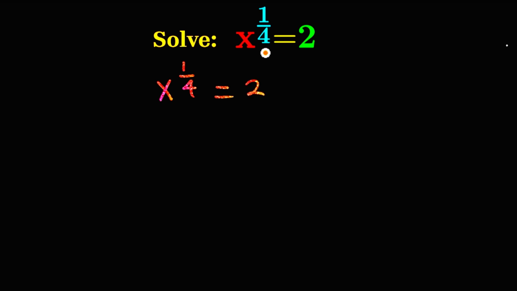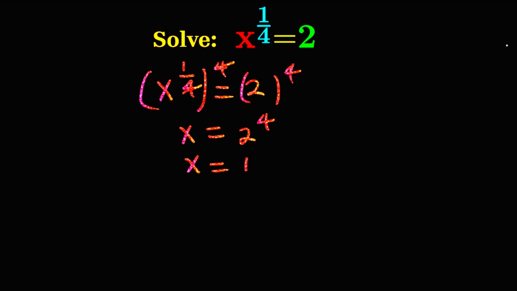So the first thing is to get rid of this power, the quarter. We do that by raising both sides of the equation to power 4. When we do that, 4 and 4 will cancel, so we're left with x power 1, which is just x, and then we have 2 raised to the power 4. So 2 raised to the power 4 is the same as 16, meaning the solution is 16.